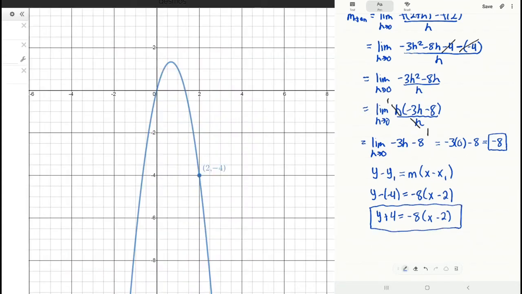So here is the graph of 4x minus 3x squared. We want to find the equation of the tangent line which goes through (2, -4), and we found that to be y plus 4 is equal to negative 8 times (x minus 2). And so here's the equation of the tangent line that passes through the point (2, -4).